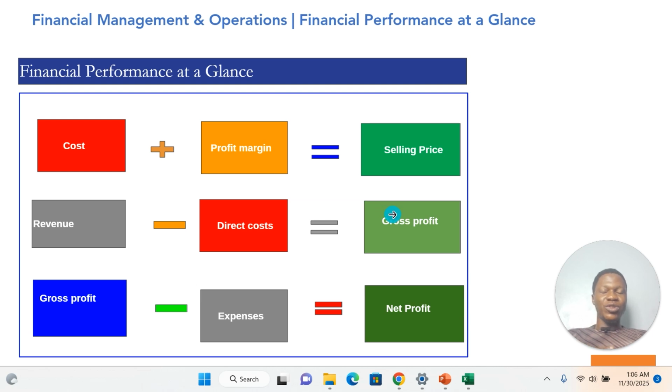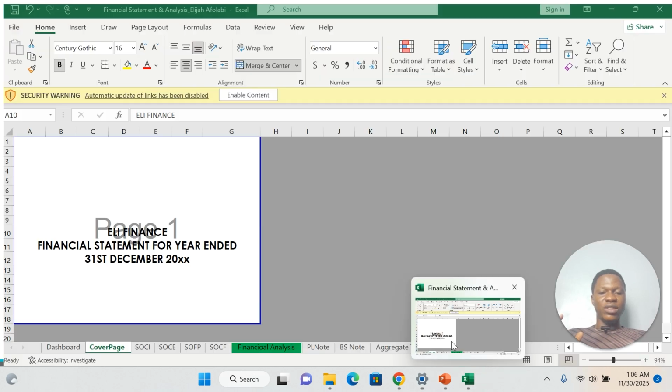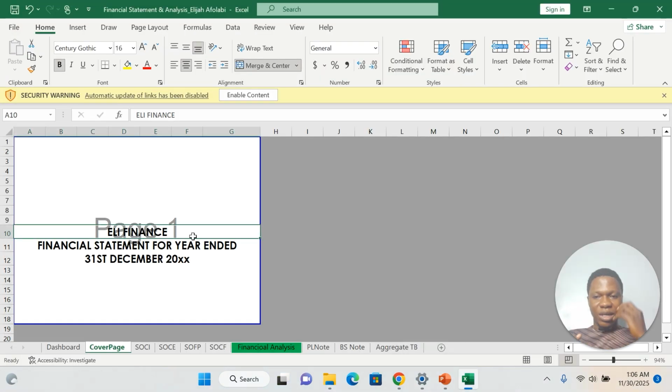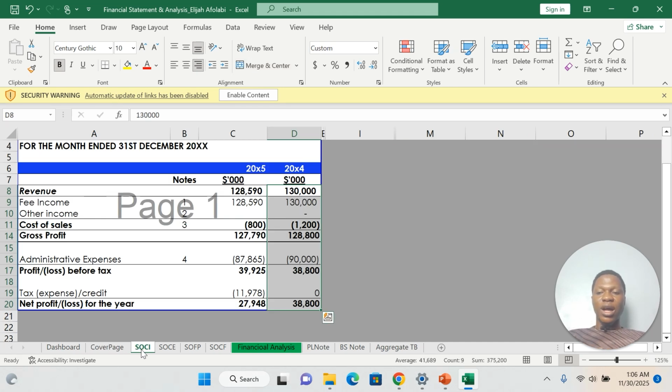Now let's move into the prototype of what a financial statement should look like, at least for a small business not having so much activity. This is an example of Early Finance. It's just an MSME, right? So now I'm going to show you the statement of income, the SOCI, and this shows the revenue, as you can see, for 20x5 and 20x4.